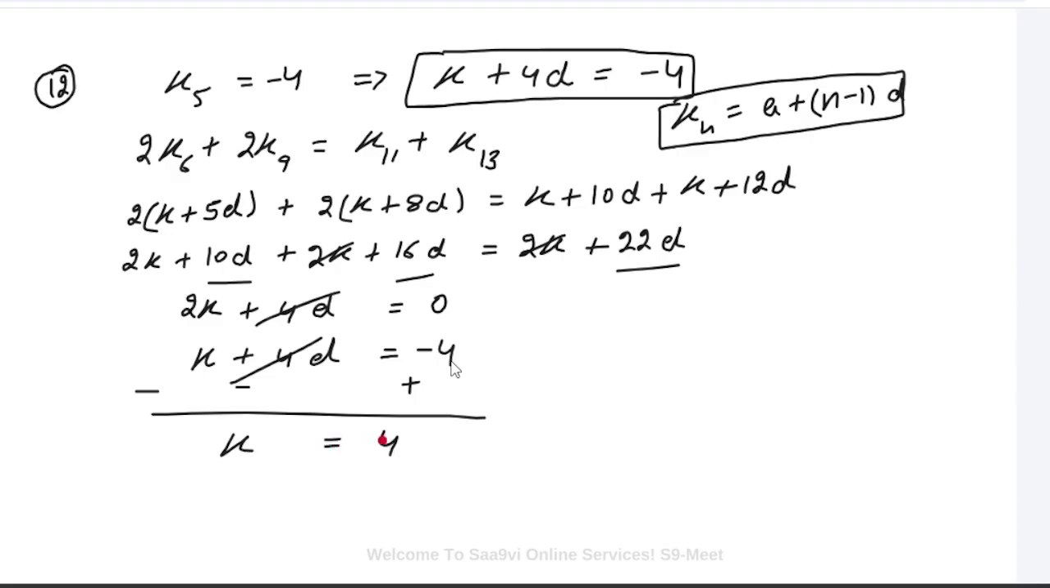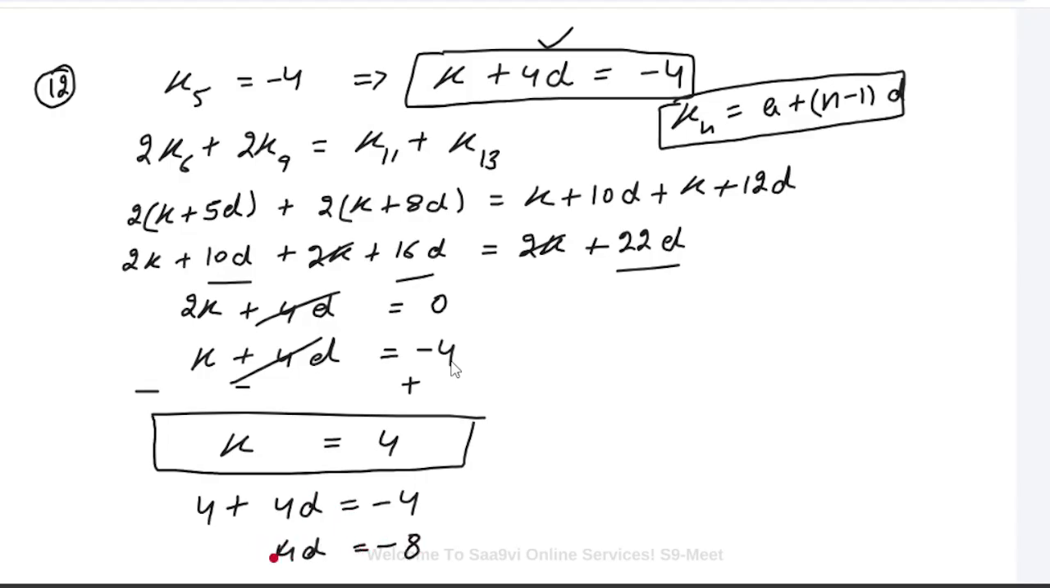So the first term that we got as 4, and by putting this value in this equation, we can get 4 plus 4d, that is equal to minus 4. That means 4d is equal to minus 8, and d, that will be minus 2. So d we get minus 2. Now the question which we have, that is x100, that we have to find out.